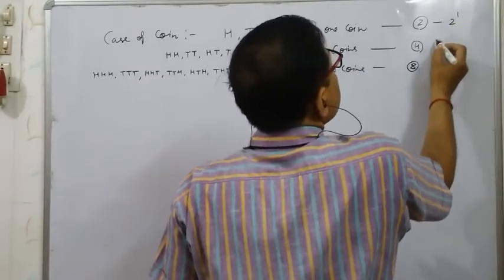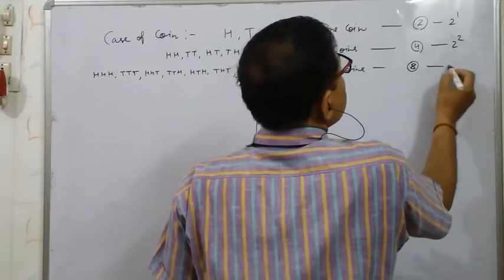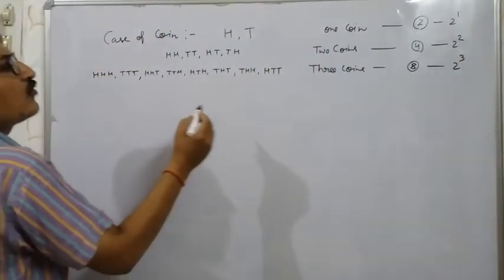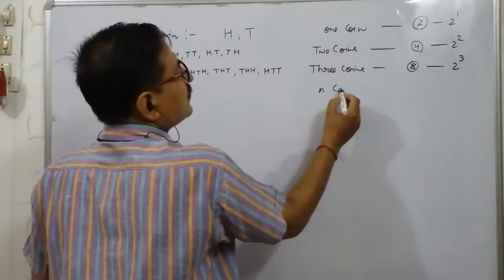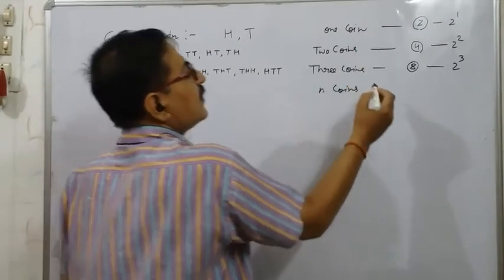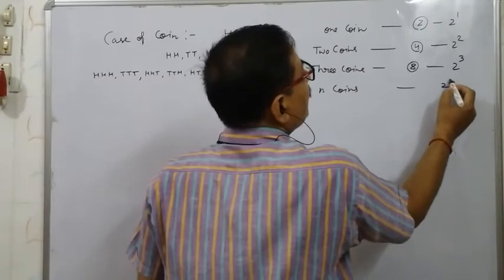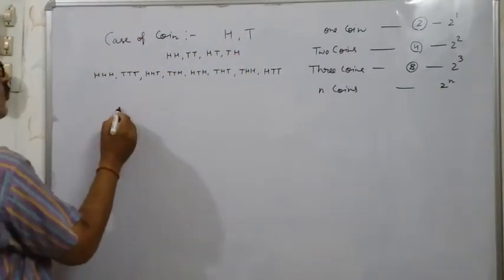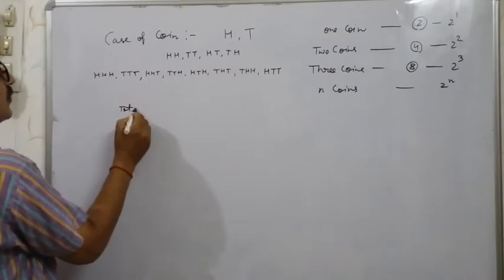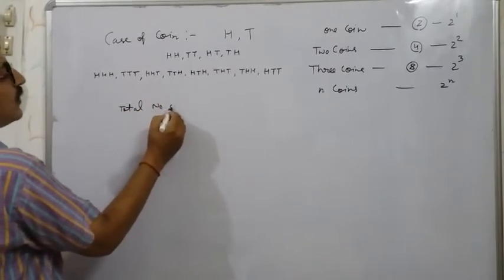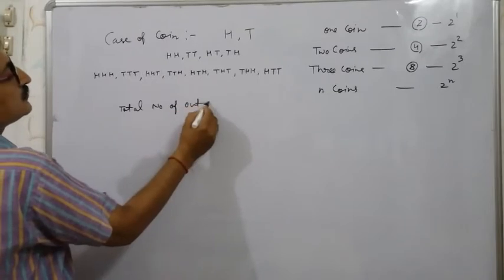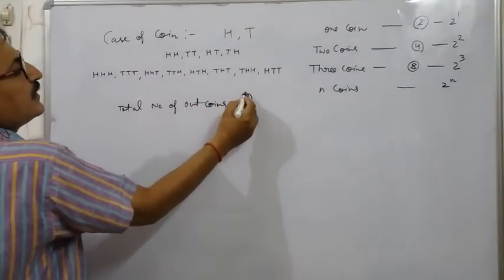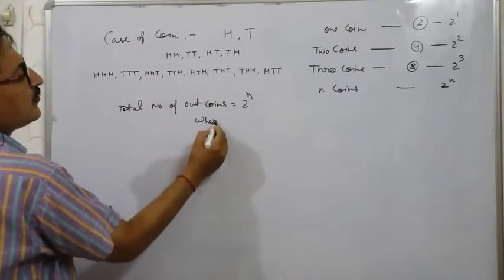One thing we are getting here: this can be written as 2 raised to power n. For 2 coins it is 2 raised to power 2, for 3 coins it is 2 raised to power 3. If the total number of coins is n, it will be 2 raised to power n. Therefore, we have got the formula for the total number of outcomes in the case of coins: 2 raised to power n, where n is the number of coins.